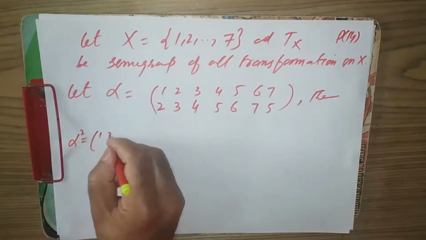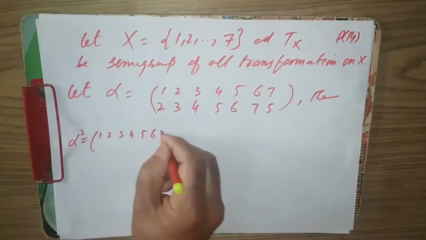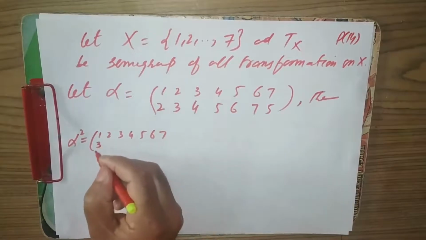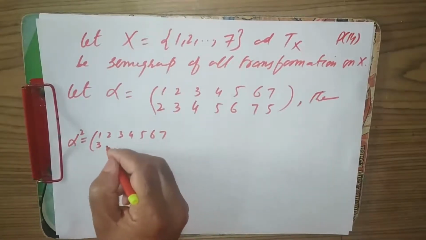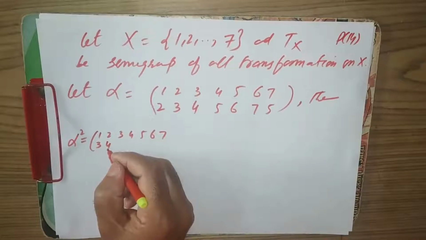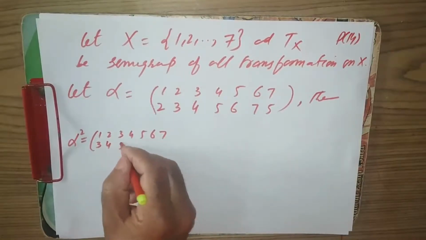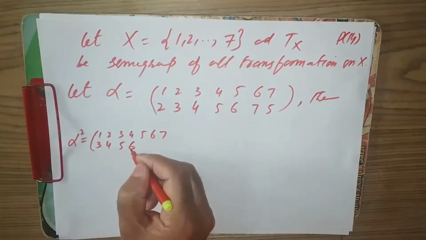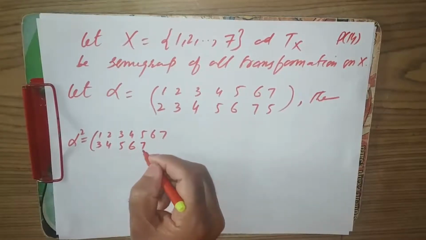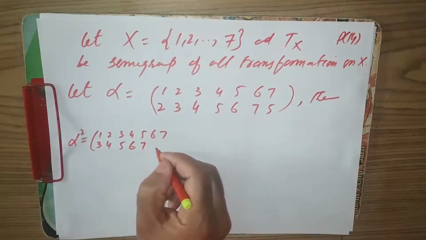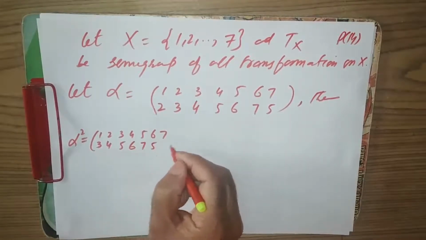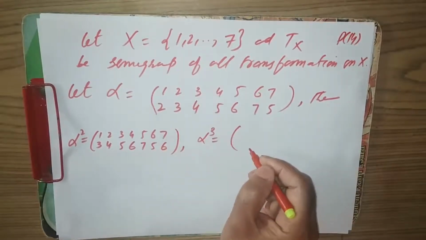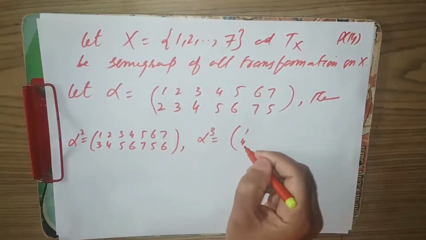Alpha square is equal to 1, 2, 3, 4, 5, 6, 7 on top. So what's the image of 1? It's 3. You can easily do this. This is not too difficult. Image of 2 is 4. Image of 3 is 5. Image of 4 is 6. Image of 5 is 7. And image of 6 is 5. And image of 7 is 6. This is alpha square.